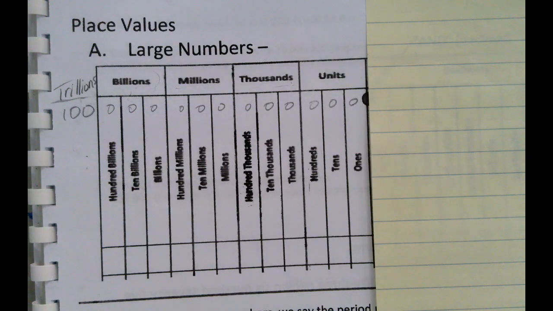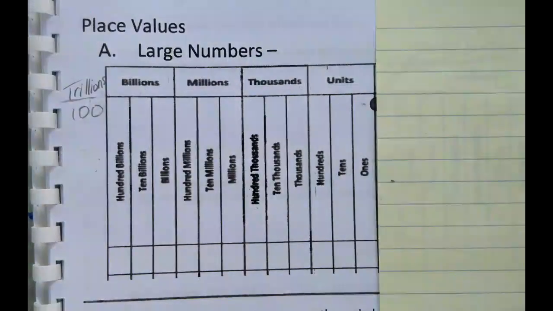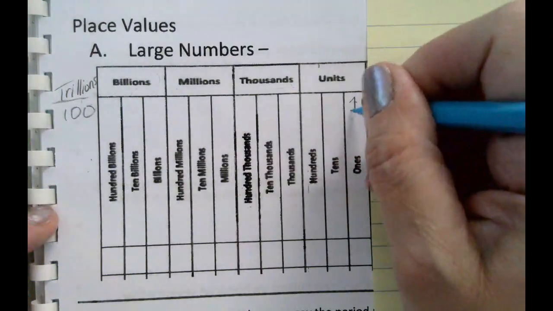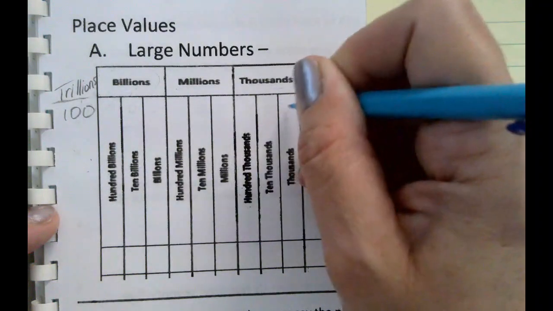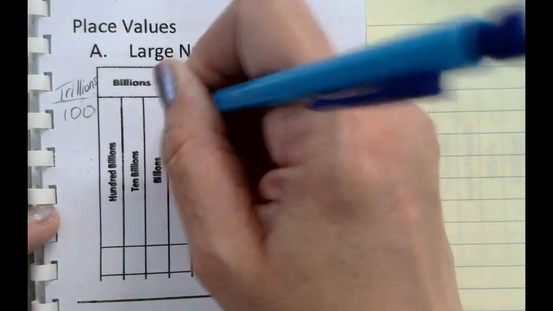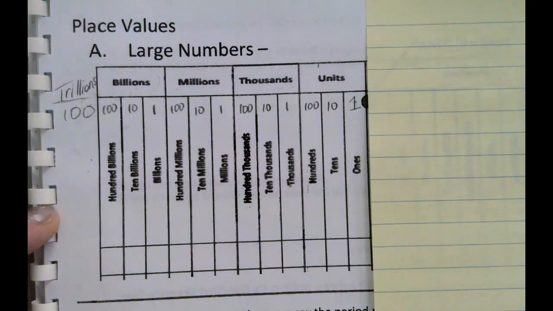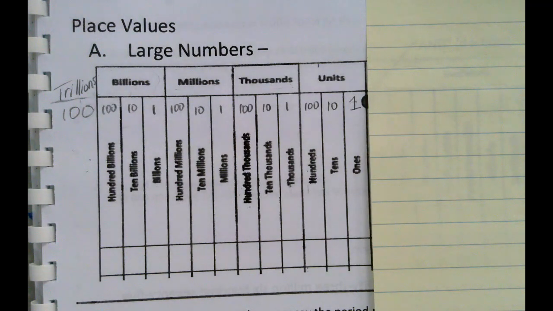Now, the thing that you hopefully have recognized over your last 6 years of being in math is that there is a pattern to these numbers. You will notice that every one of them, if I erase these zeros, every one of these sets has 3 digits to it. Ones, tens, hundreds. Ones, tens, hundreds. Every single number out there consists of a set of 3 numbers, a set of 3 numbers, a set of 3 numbers.